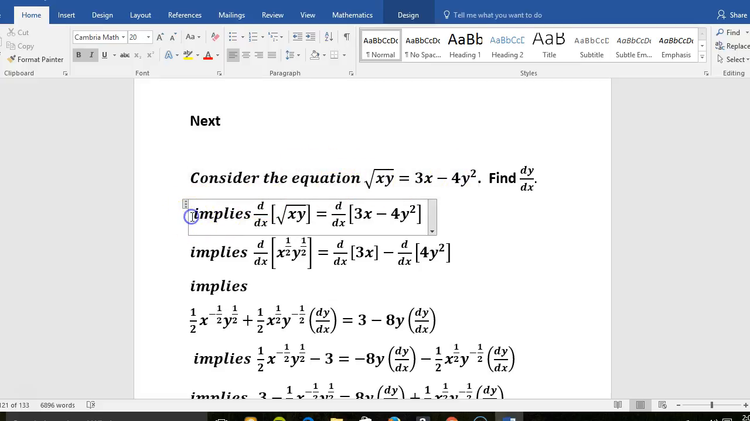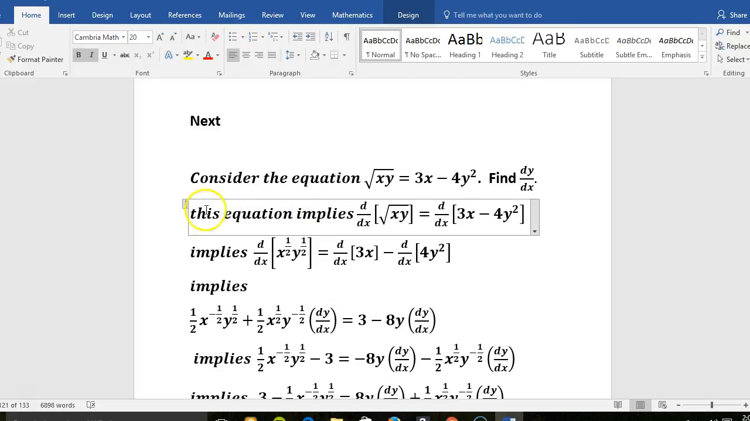So now this equation implies, and let me get my grammar at least tolerable, I guess I should capitalize, that d by dx of the square root of xy, if this equals that, then the derivative of this certainly equals the derivative of that. That's all I'm saying there.